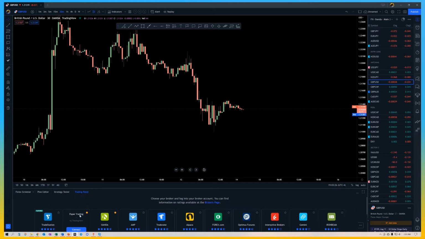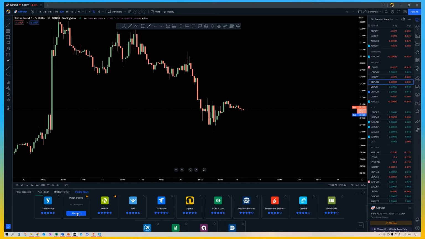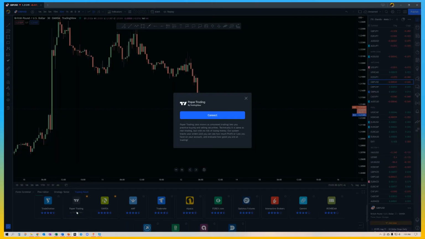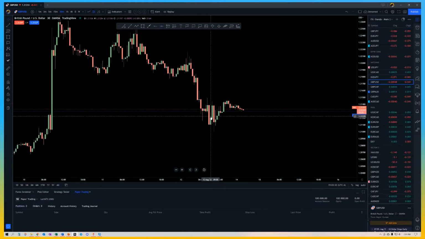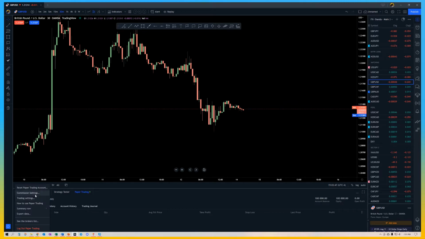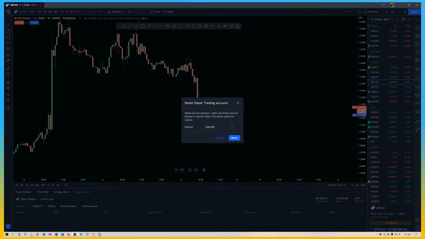But TradingView also provides just a paper trading account, and all you have to do is click connect here and tell it to connect, and you can now see through the indicator light here that the account is connected to a paper trading account, not a live brokerage account. If you come to the paper trading pull down here and go to reset paper trading account, you can see that the balance defaults to 100 grand.